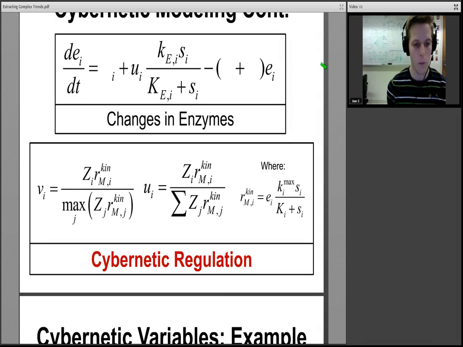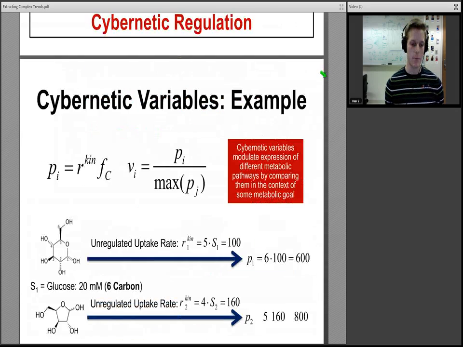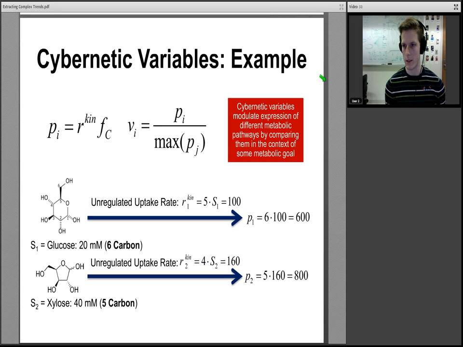And so what cybernetic variables do is they essentially compare the return on investments for different pathways and then turn reactions up or down depending on that return on investment, which is a way of mathematically calculating each pathway's ability to achieve a certain goal. And so to give you a taste of how these cybernetic variables work, I'll give you a simple example, and then you can get at least an idea of how cybernetic control works for more complicated systems.